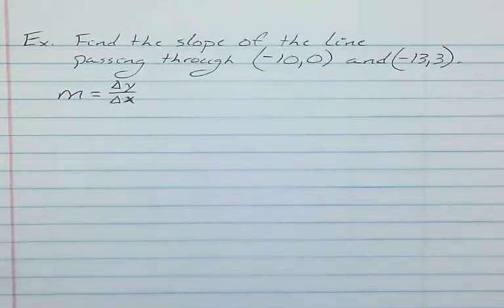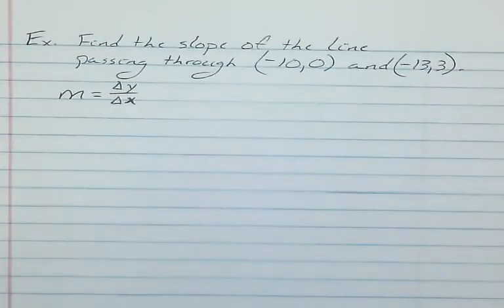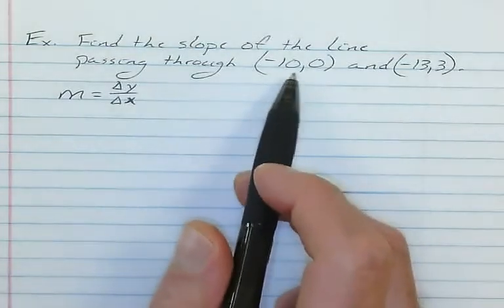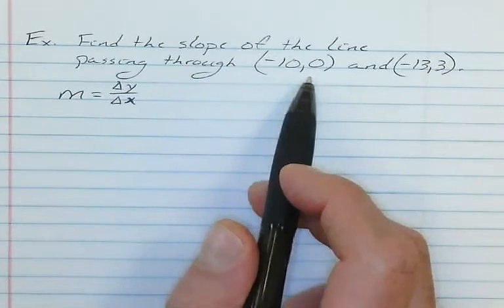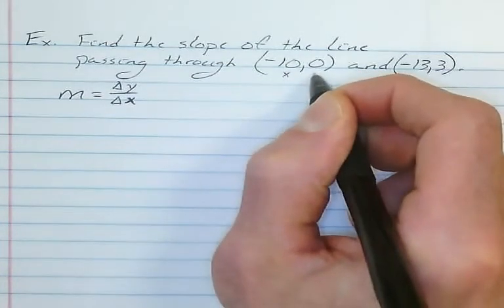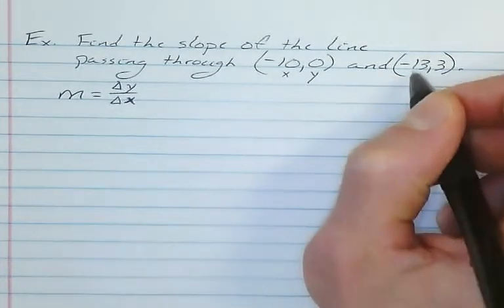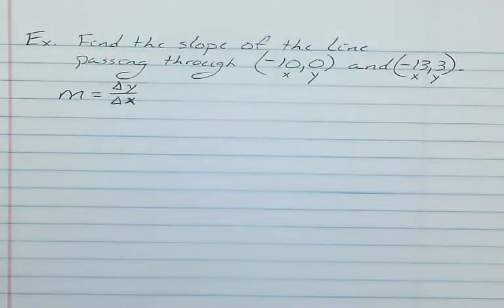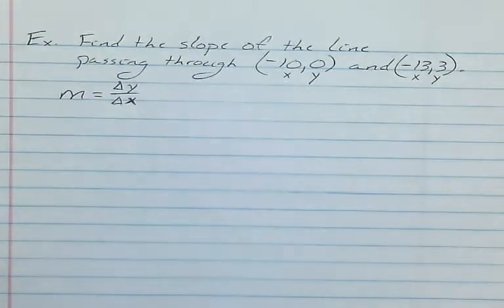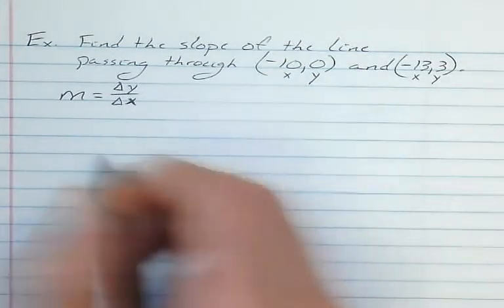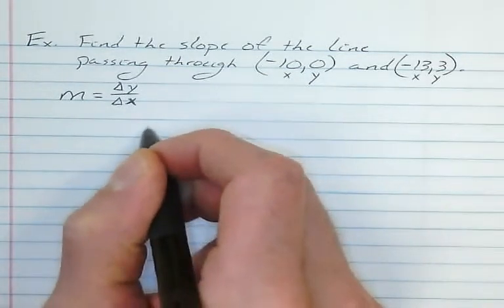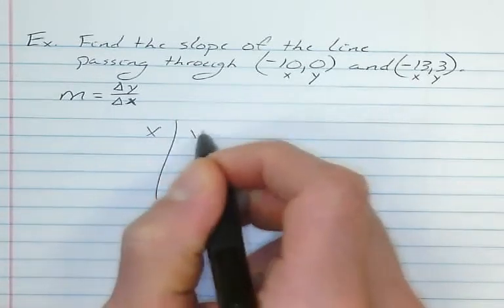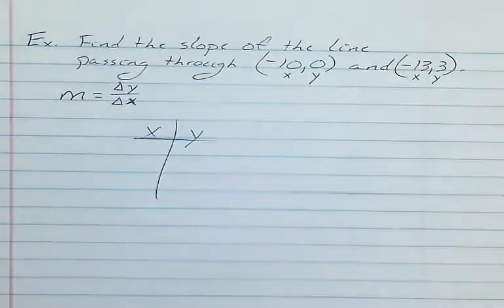Now, one of the techniques I like to use for this is creating a table. Alright, so each point that they give us is an x and y value. Negative 10 is an x value, 0 is a y value. Negative 13 is an x value, 3 is a y value. Now what we can do here is we can create a table. This isn't the only way, but it's one of the ways I like to teach it. So we can create a table of x and y values, and we input our points.